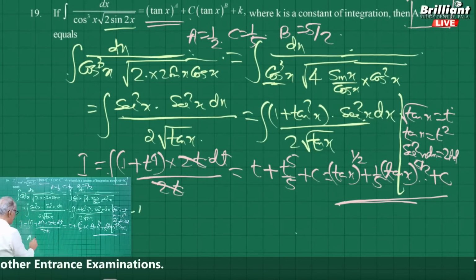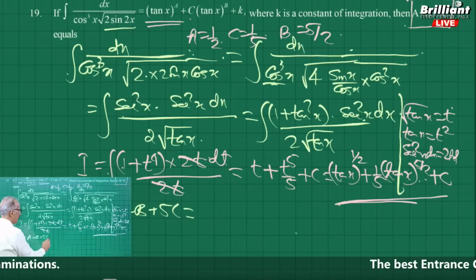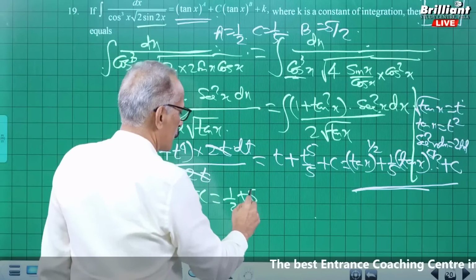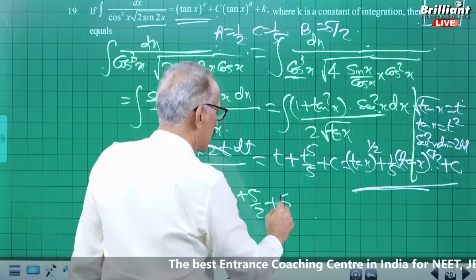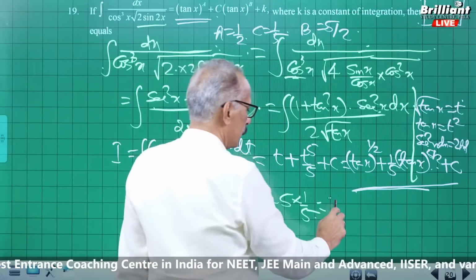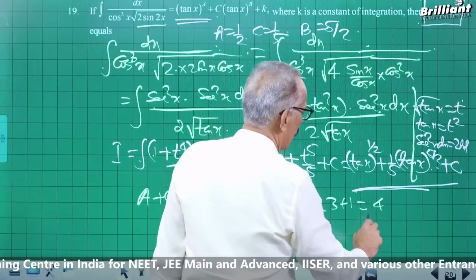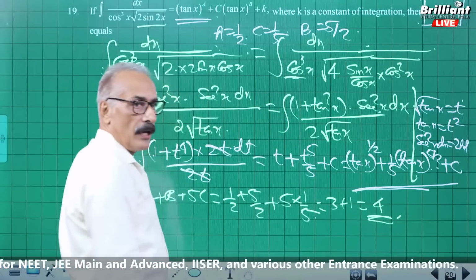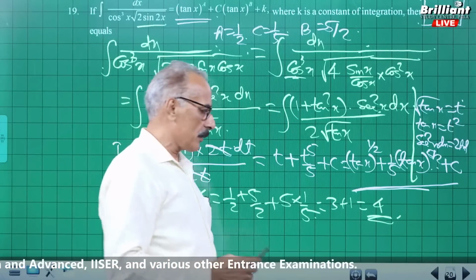a plus b plus 5c. a means 1 by 2. This is 5 by 2. Plus 5c means 5 into 1 by 5. This is 6 by 2, 3. This is 3 plus 1. That's equal to 4. Your answer, 4. And finally, we move on to the last question.